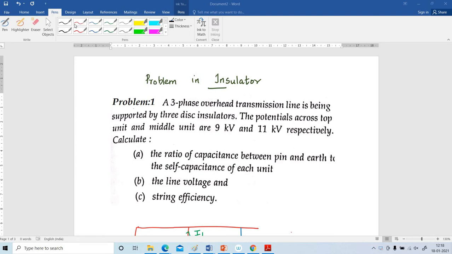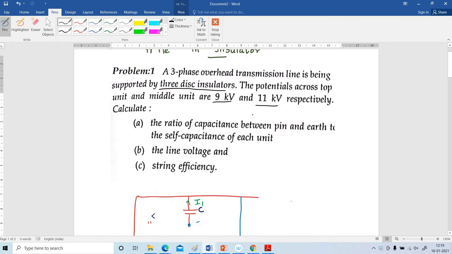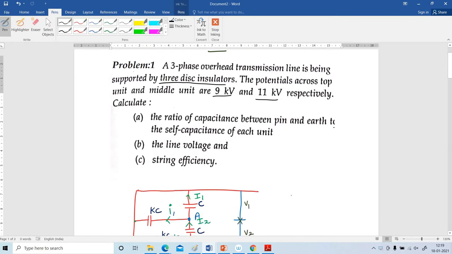In this video, I am going to explain a problem in insulator. A three-phase overhead transmission line is being supported by three-disc insulator. The potentials across top unit and middle unit are 9 kV and 11 kV respectively. Calculate the ratio of capacitance between pin and earth to the self-capacitance of each unit, the line voltage and string efficiency.